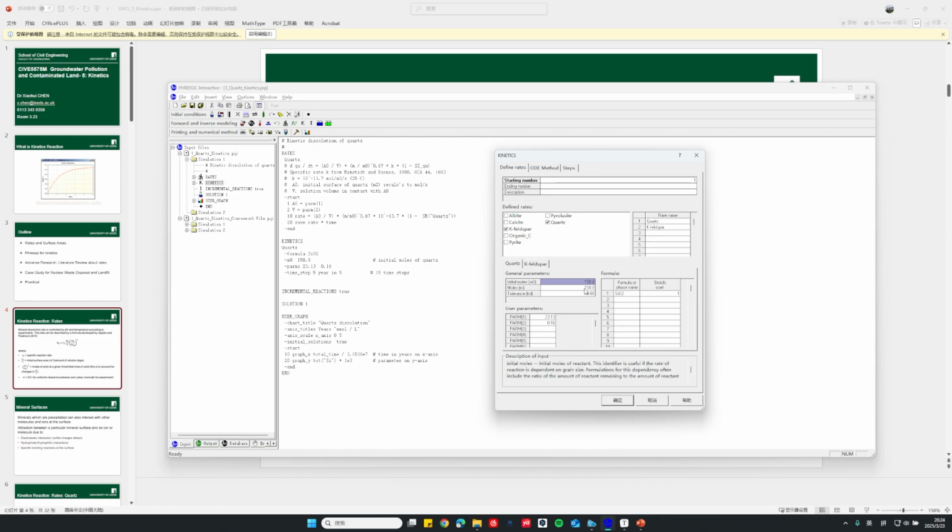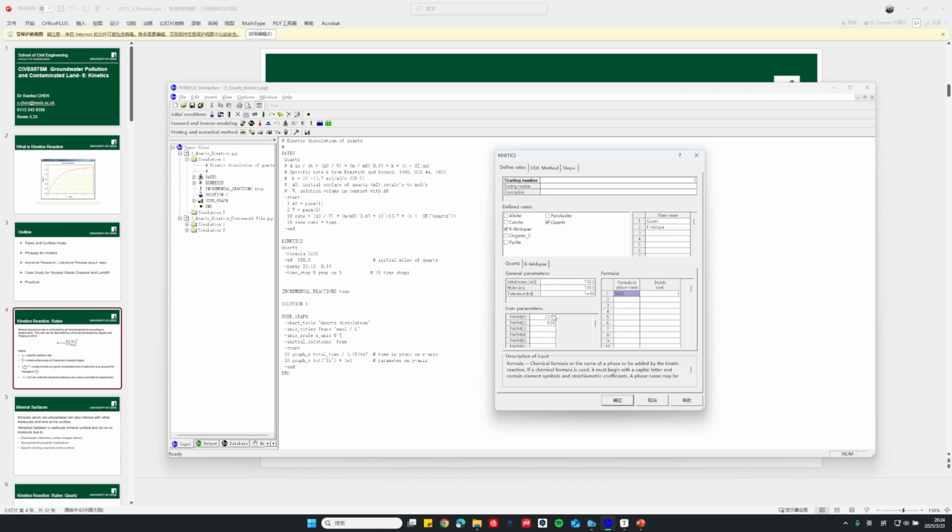Okay. And also, the formula is already given. You don't need to make changes. As you can see, it's given in the database. Only if you want to define something manually by yourself, you need to edit the formula here. Don't forget it.